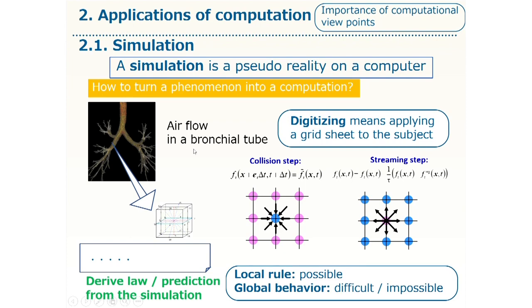Here is a simulation for investigating airflow dynamics in a bronchial tube of humans. Again, we considered digitization, which is now a three-dimensional grid, expressing a tube by a collection of cubes. Although it is not so easy and the formula gets complicated, it is still possible to express air movement from one cube to the next cube. But it may be very difficult or impossible to understand the global behavior analytically. Then, computer simulation is important to derive some law for predicting how a certain disease affects the airflow.